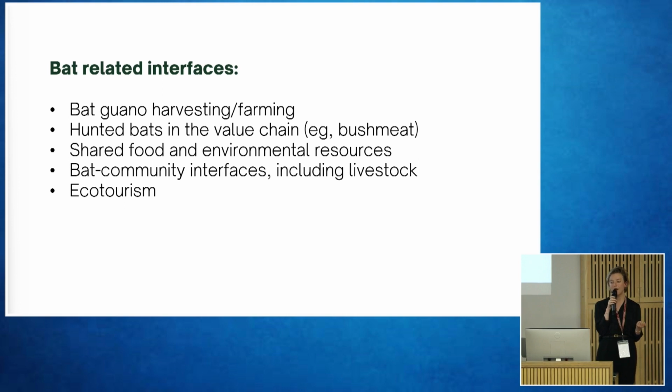These 5 bat-related interfaces were developed as salient to bat-to-human interfaces related to disease emergence. So we have bat guano harvesting and farming, hunted bats in the value chain, which includes bushmeat but is not exclusively so, shared food and environmental resources, bat community interfaces, which includes livestock and bats' relationship to livestock, and ecotourism. So these are just a few examples of when you really talk to communities, the types of bat-human interfaces that arise. And within these interviews, there was much more specificity that arose from here, but these are the broad bat-related interfaces that were identified.